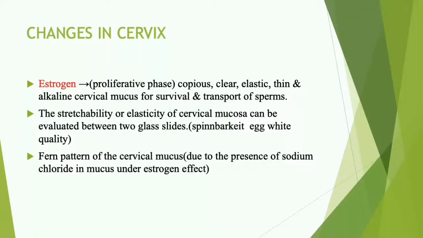Remember, it is important to know the changes in the cervix also. So again we divided into 2 phases. The first phase where the estrogen hormone is more, or the proliferative phase. Here remember, the secretion is copious, clear, elastic, thin and alkaline cervical mucosa. This is ideal for the survival and transport of the sperm, right? Now this stretchability or elasticity of the cervical mucosa is evaluated by taking it in between 2 glass slides, and we use the term spinnbarkeit, or egg white quality, right? Because of the increase in the elastic content.